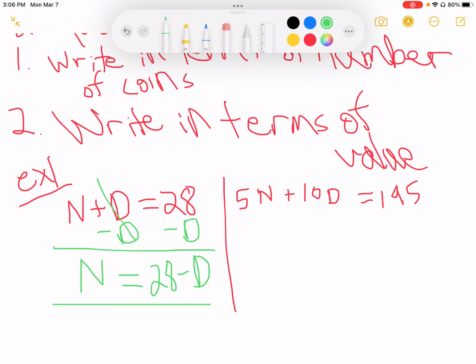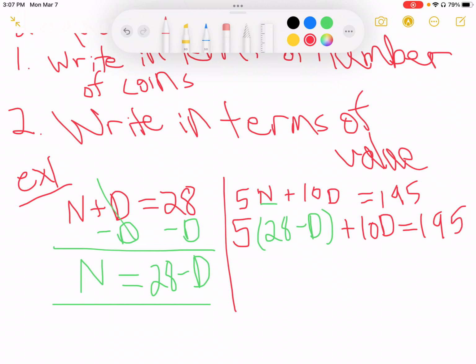So then I have nickels, and you can see nickels are over here. Now let's substitute it in. So we write 5, and I'm going to turn this green so you can see what I'm doing. Then 28 minus d, and I'll change back to red here. So I write 28 minus d, and then plus 10d is equal to 195.